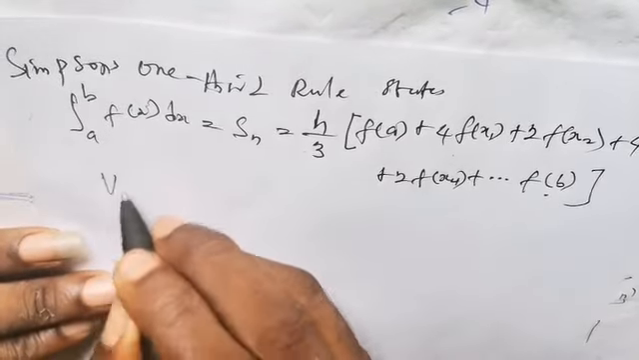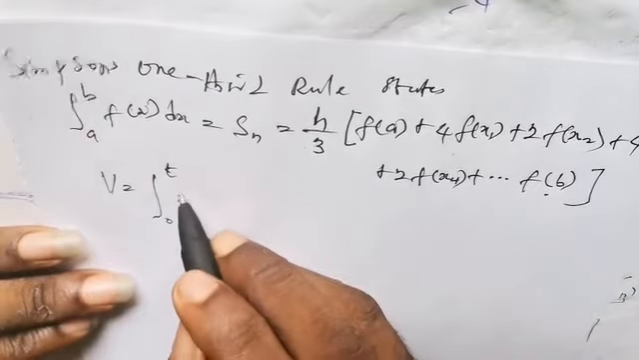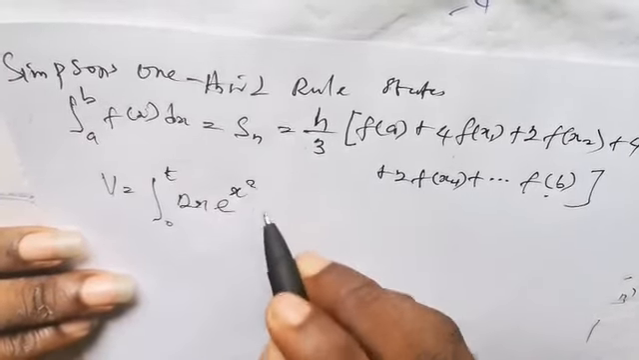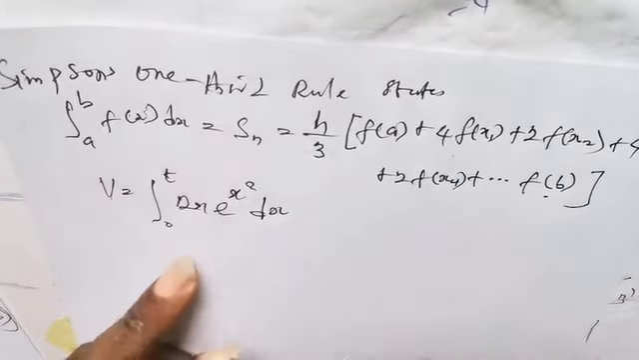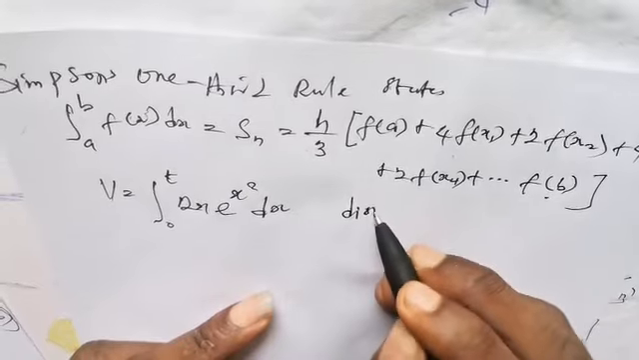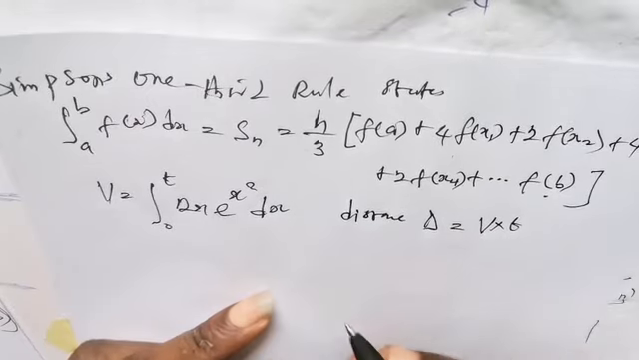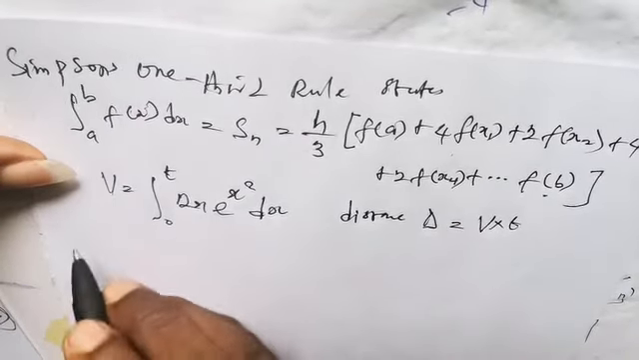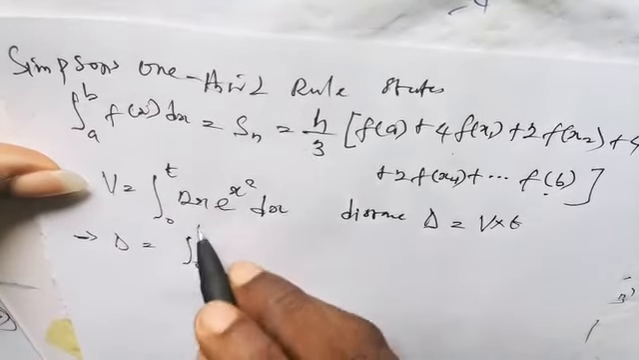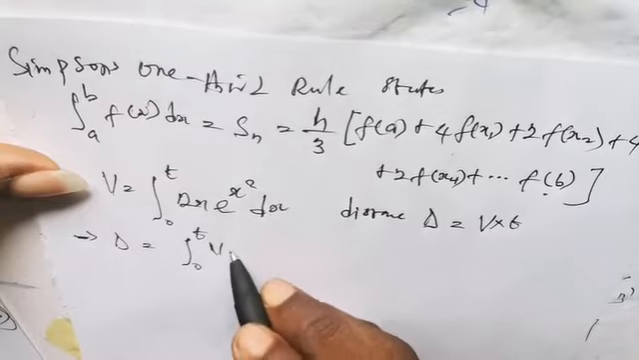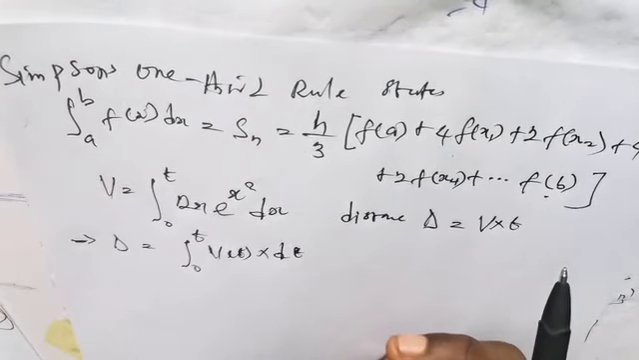We were given that v is equal to the integral from 0 to t, which is the upper limit, of 2x exponential x squared dx. This is the question we're given, and we're asked to find distance. This is the equation for velocity, but we know that distance covered, d, is simply velocity times time. So to find the distance, d is equal to the integral from 0 to t of velocity times dt.